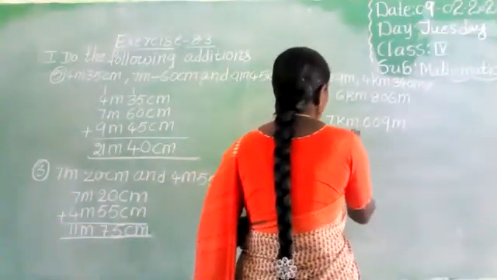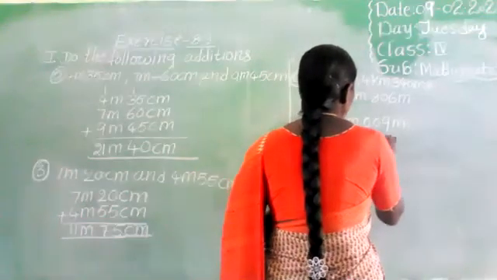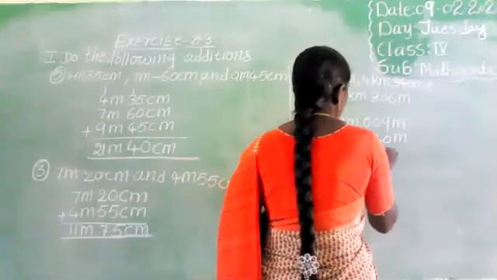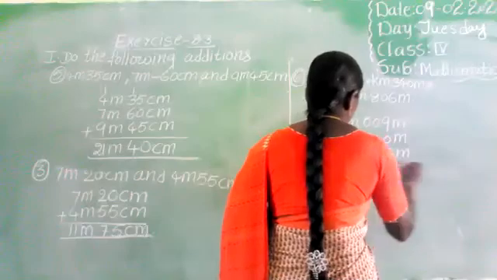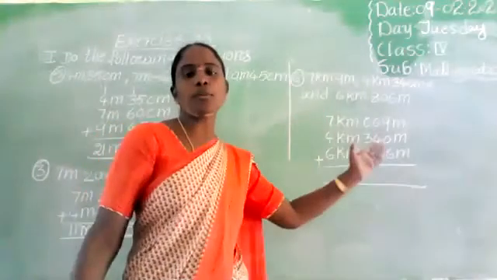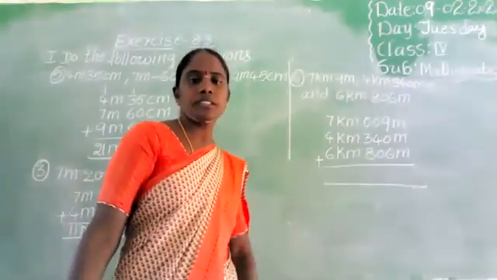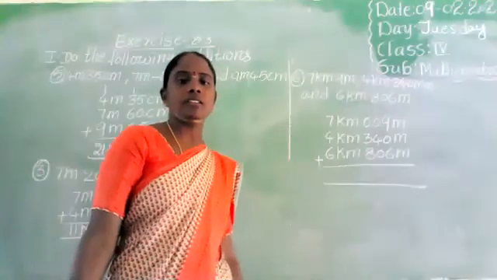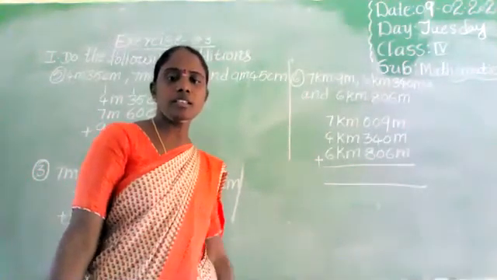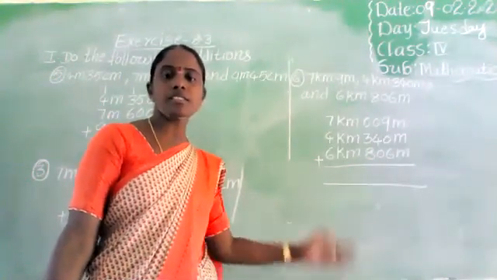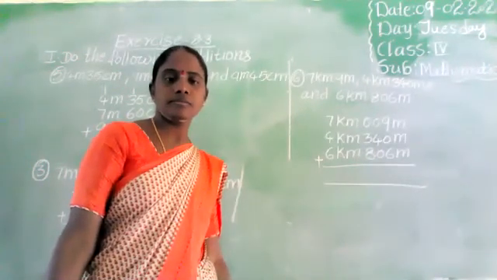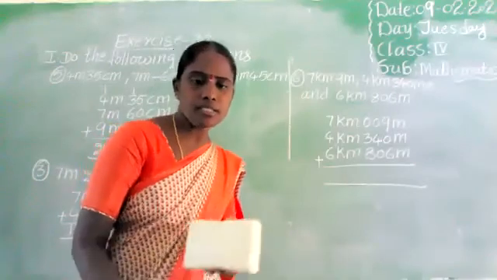Next, 4 kilometers, 340 meters. Next, 6 kilometers, 806 meters. And the meters: 9 plus 0 plus 6. What is the answer? 9 plus 0 is 9. Next, 9 plus 6 is 15.